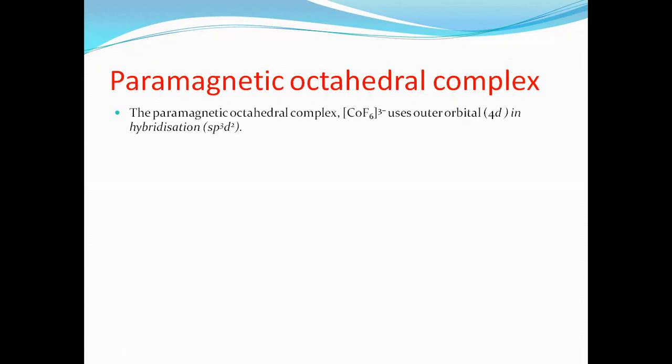Now we'll go for another complex, a paramagnetic complex. The example we'll take here is hexafluorocobaltate(III). This complex is paramagnetic in nature as well. It is an outer orbital complex. Why? This is what we are going to study here. Why is this hexafluorocobaltate paramagnetic and a high spin or outer orbital complex?